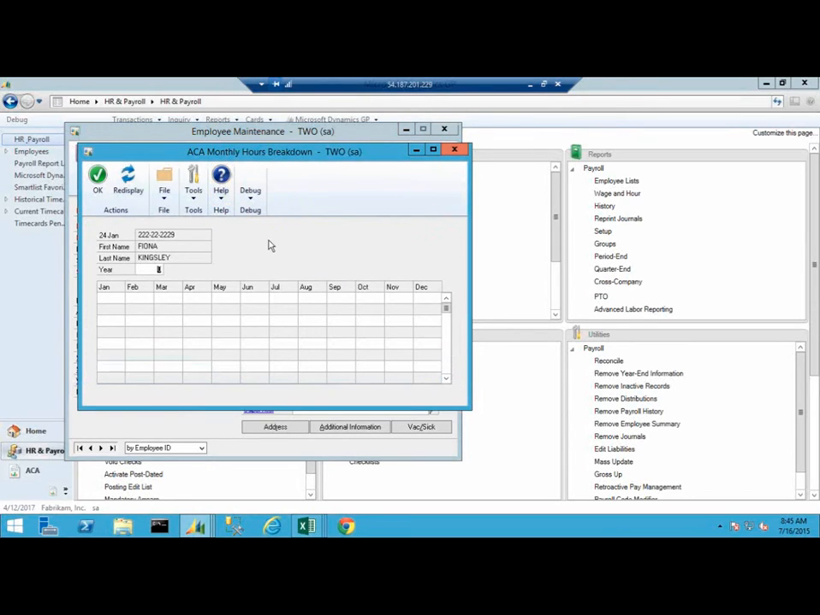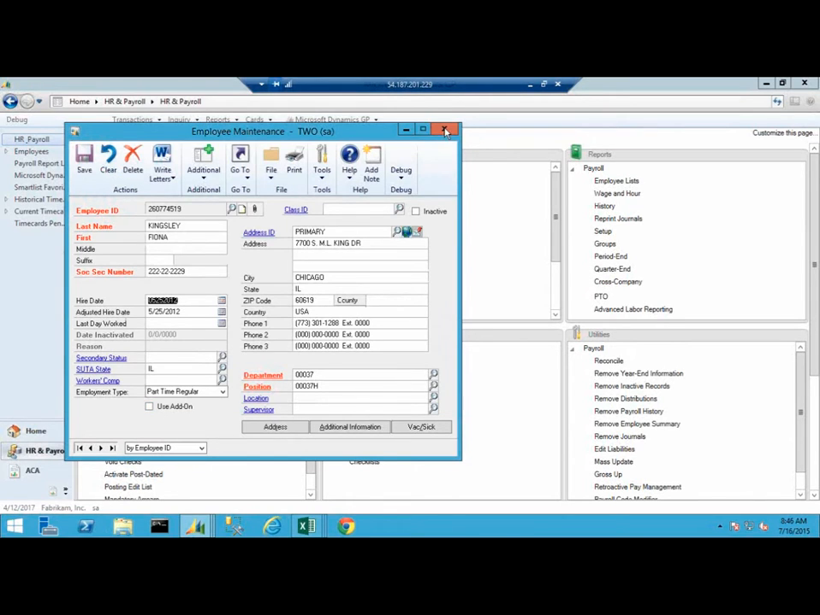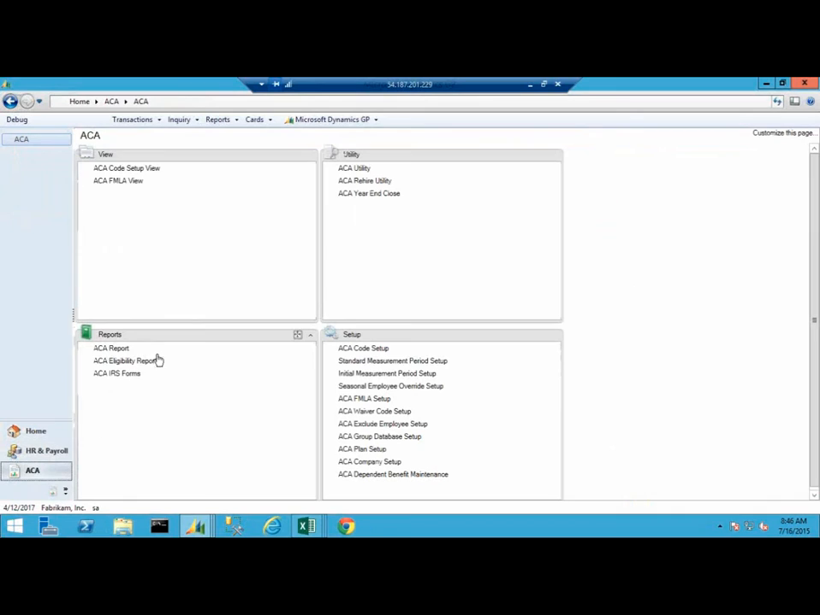The first one is this monthly hour breakdown. If you look at her in 2013, she didn't work a whole lot of hours. Remember, I end September. However, in 2014, boy, look at October, she starts working a lot of hours. And in 2014, she really works a lot of hours. So let's print out her 1095Cs.